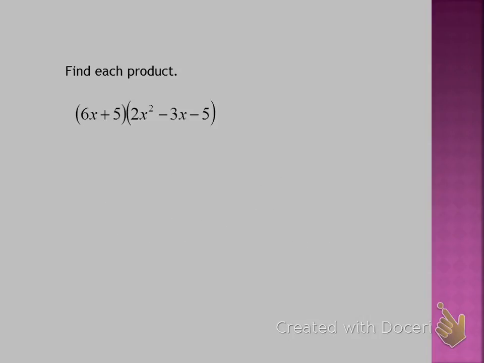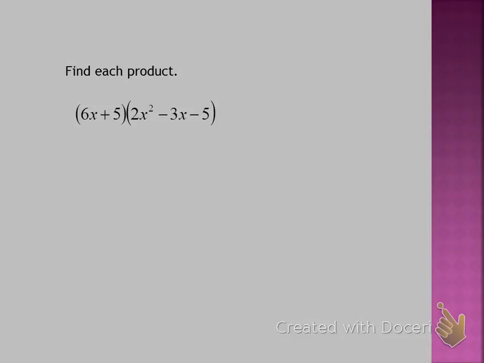Okay, go ahead. I want to see how you guys do this one first. All by yourselves. What's 6x plus 5? What is that? 6x plus 5 starts with a B. A binomial, very good. 2x squared minus 3x minus 5 is a trinomial.